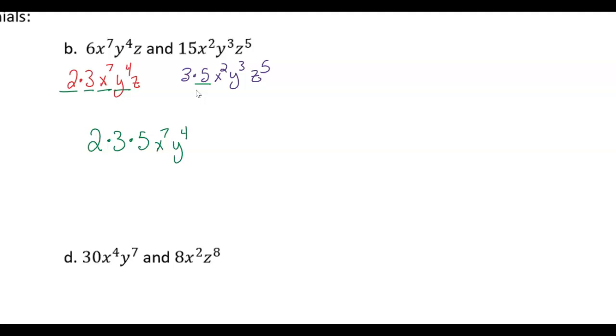Then I have z and z to the 5th. The higher power is z to the 5th, so I use the one that is larger, that has the higher power of each factor. So you can multiply 2 times 3 times 5, and you're going to get 30, x to the 7th, y to the 4th, z to the 5th.